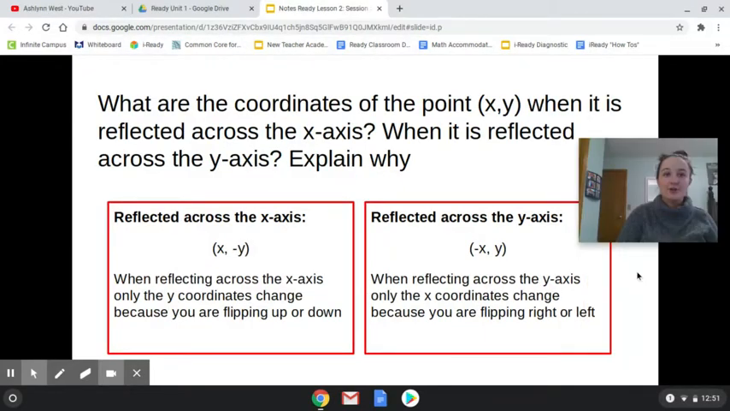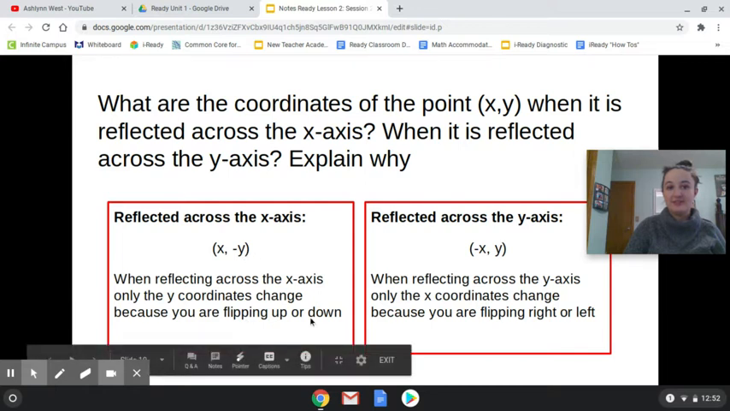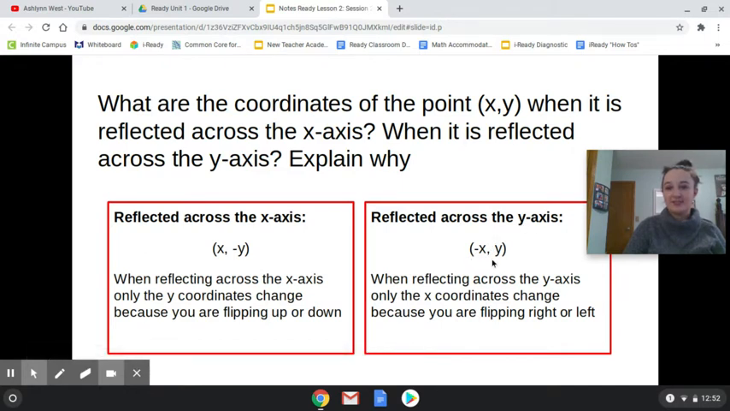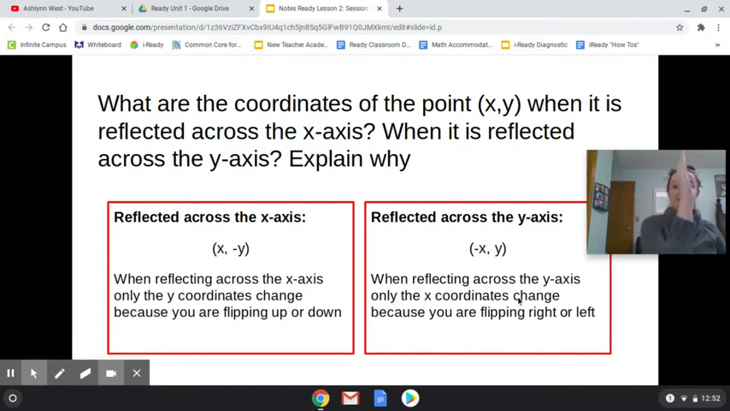So, what are the coordinates of the point (x, y) when it's reflected across the x-axis, and when it is reflected across the y-axis? When you have (x, y) and you reflect across the x-axis, x stays the same and your y becomes its negative because you are flipping it up or down. When you reflect across the y-axis, your x value becomes its opposite and the y stays the same because you are flipping it right or left. So again, y-axis, you go left to right or right to left. X-axis, you're going up to down or down to up.